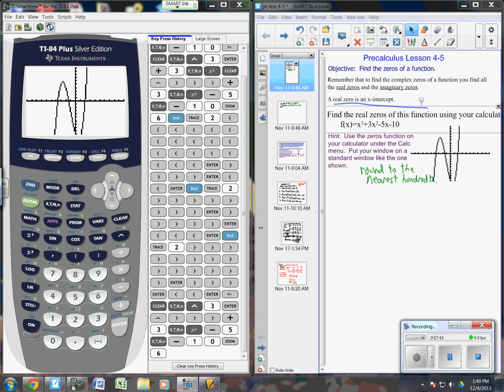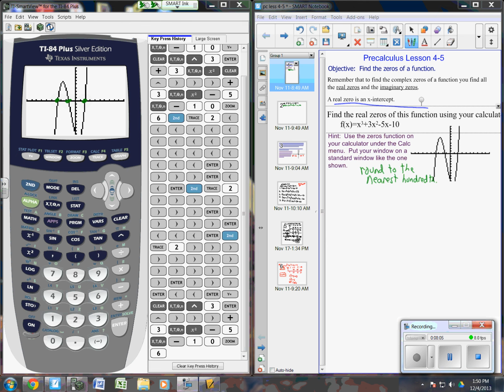Okay, so how many total zeros does this function have? Why? No. How many real zeros does it have? It has 3 real zeros because it crosses the x-axis 3 times, right? But how many total zeros do we know it has?